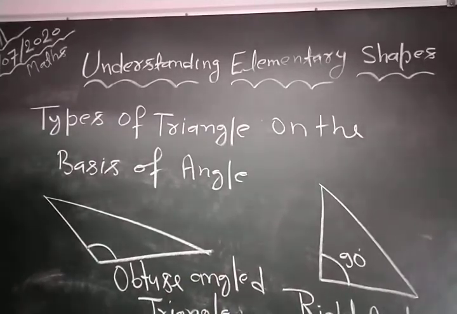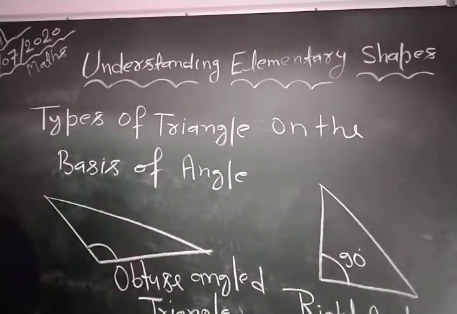Clear? So you can see here types of triangle on the basis of angles and on the basis of sides. I think all of you understood types of triangles.